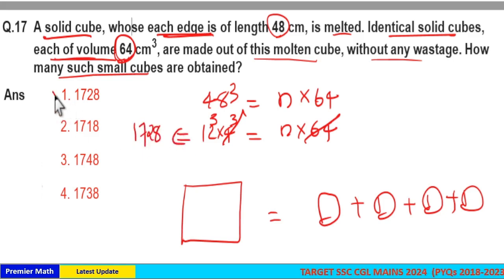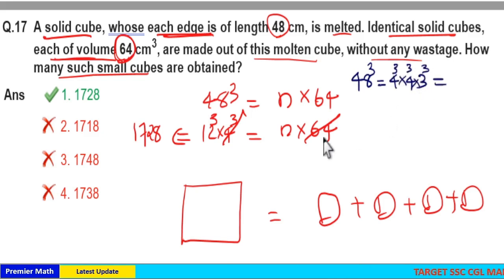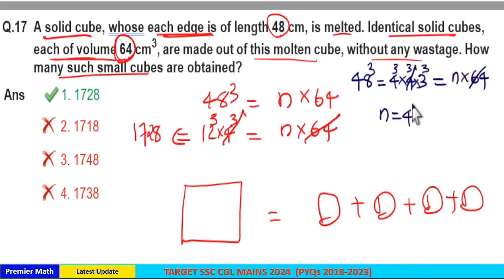So option 1 is your answer. If you don't know what 12 cube is, you can write 48 as 4 into 4 into 3. 48 cube is equal to 4 cube into 4 cube into 3 cube, which is given as n into 64. Now 4 cube and 64 cancel. N is equal to 4 cube into 3 cube, which is 64 into 27, 1728.